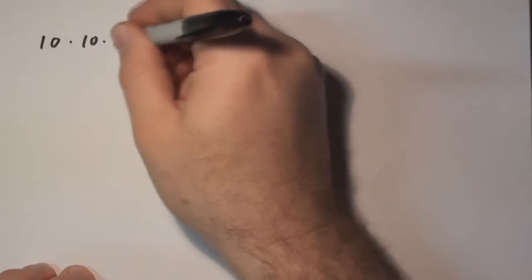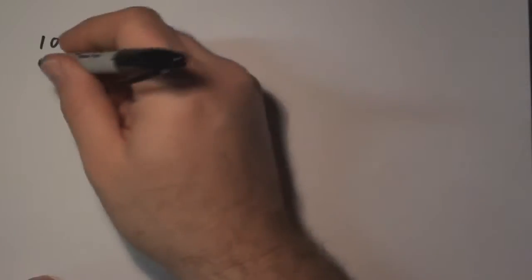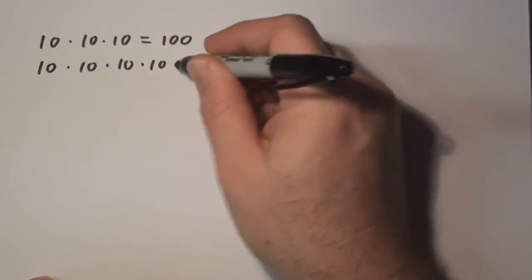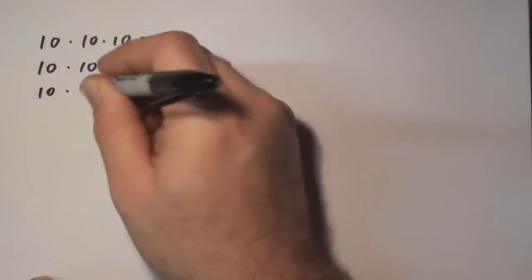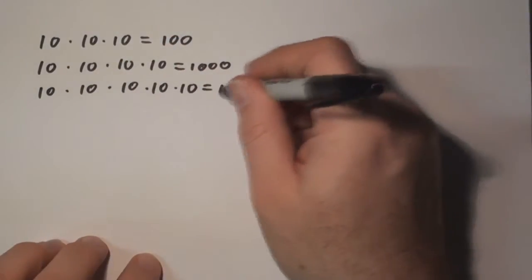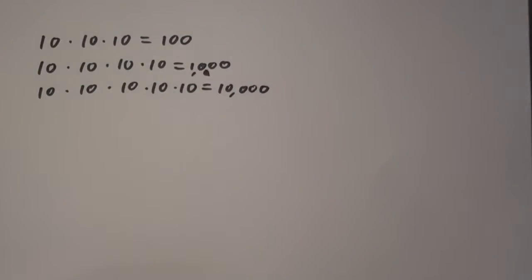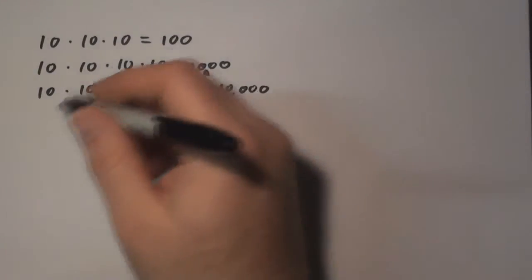Let's say you're a mathematician and you spend your days multiplying numbers together. But not any number. You have this particular obsession of multiplying the same number to itself over and over, such as 10 times 10, which is equal to 100, or 10 times 10 times 10, which is equal to 1000.